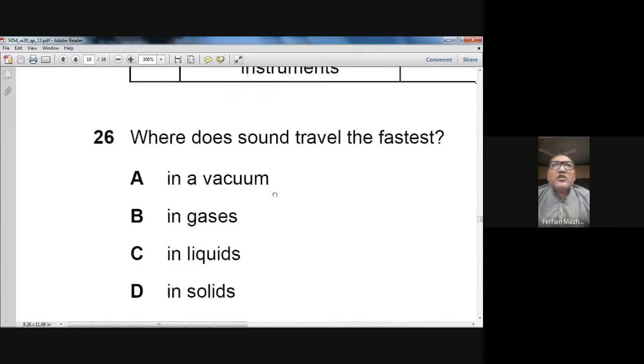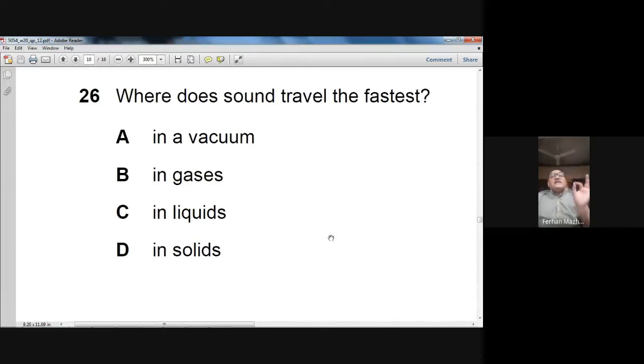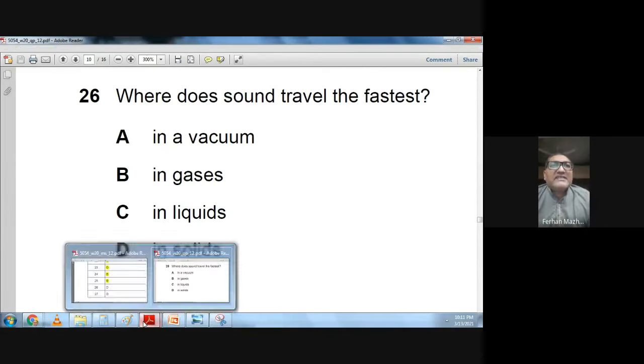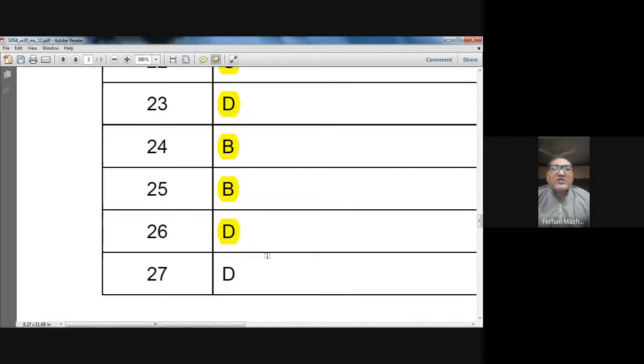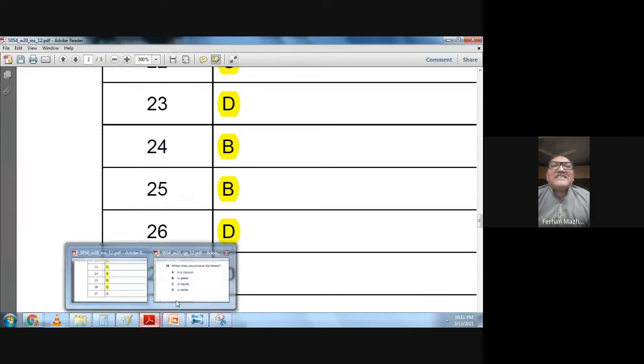Okay, so next question on your screen. Where does sound travel the fastest? You remember, sound travels fastest in solids, then in liquids, and then in gases. Sound travels fastest in solids. It's a fact. D is the right option. Question number 26, D is the right option. Yes, according to the marking scheme, D is the right option. I hope you have understood this.